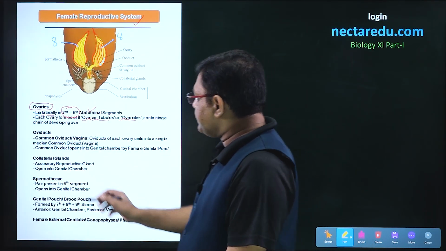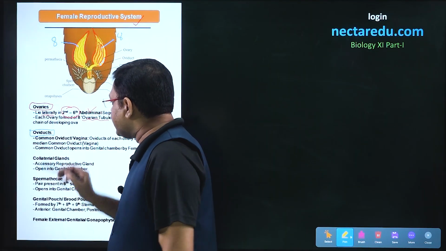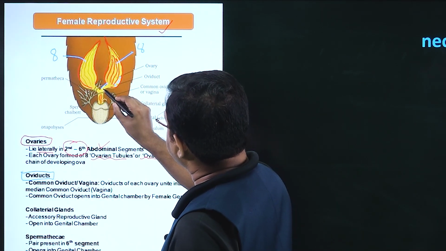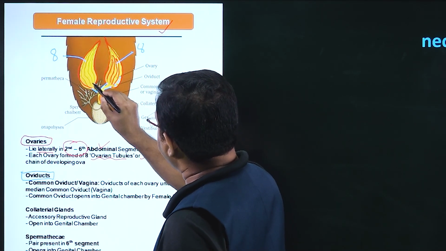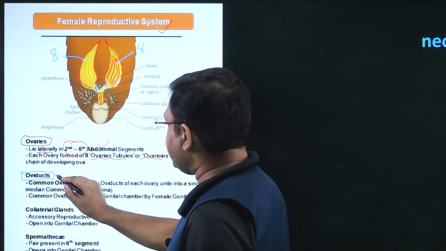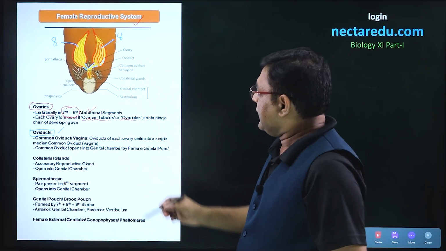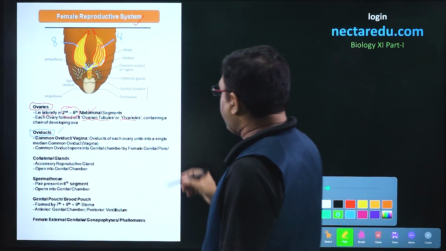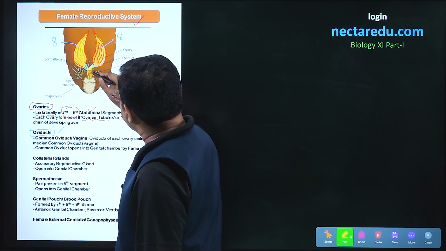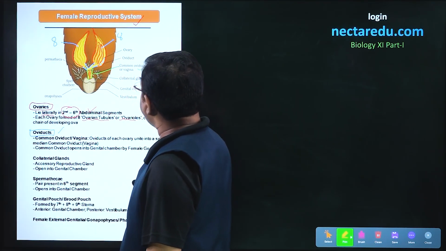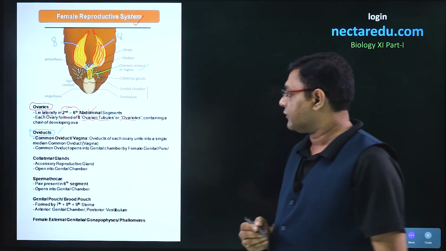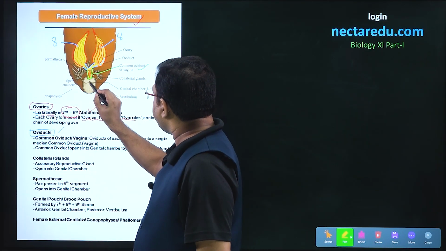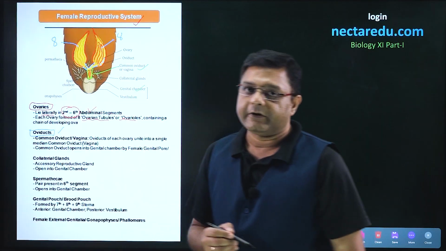After the ovary, we come to the next structure, that is the oviducts. So, these pipe-like structures which arise from ovaries and take over with them, these structures are called as oviducts. Now, these oviducts will combine together, will become common, and this common structure is called as common oviduct or vagina in the case of cockroach. This common oviduct will open here and it opens into the genital chamber.